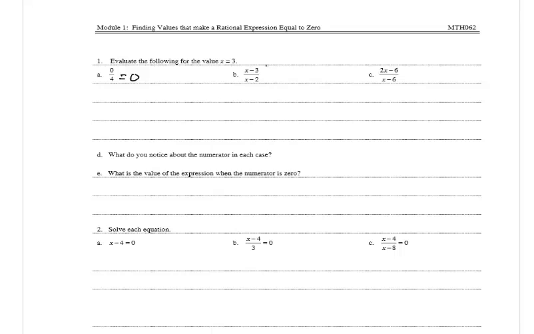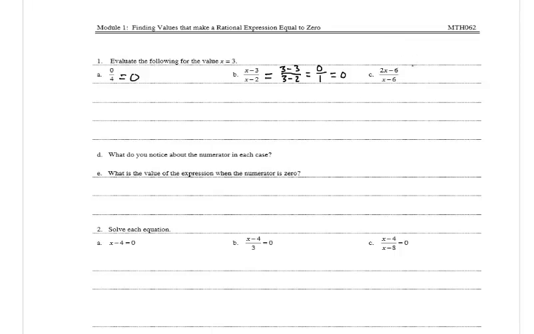In b, we have x minus 3 divided by x minus 2. So we'll put 3 in for both x's, so we have 3 minus 3 divided by 3 minus 2, which is equal to 0 over 1, and 0 over 1 equals 0.